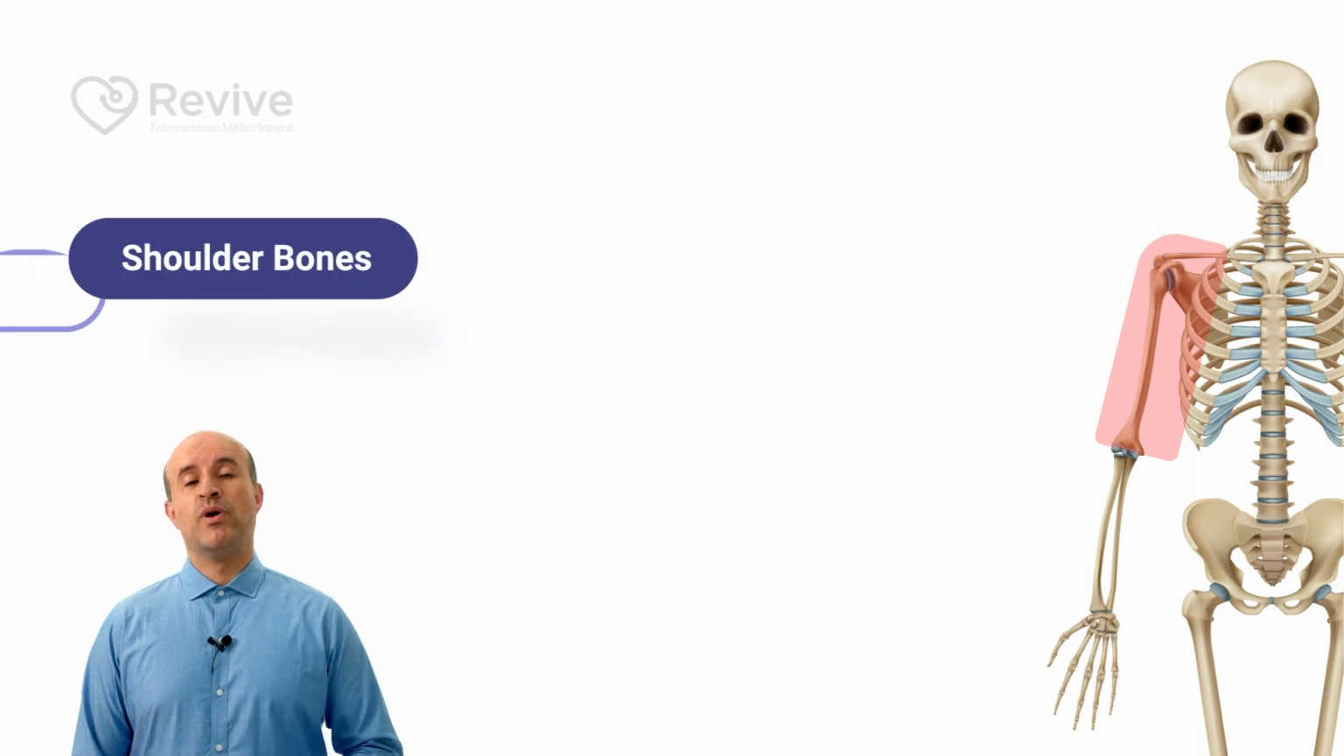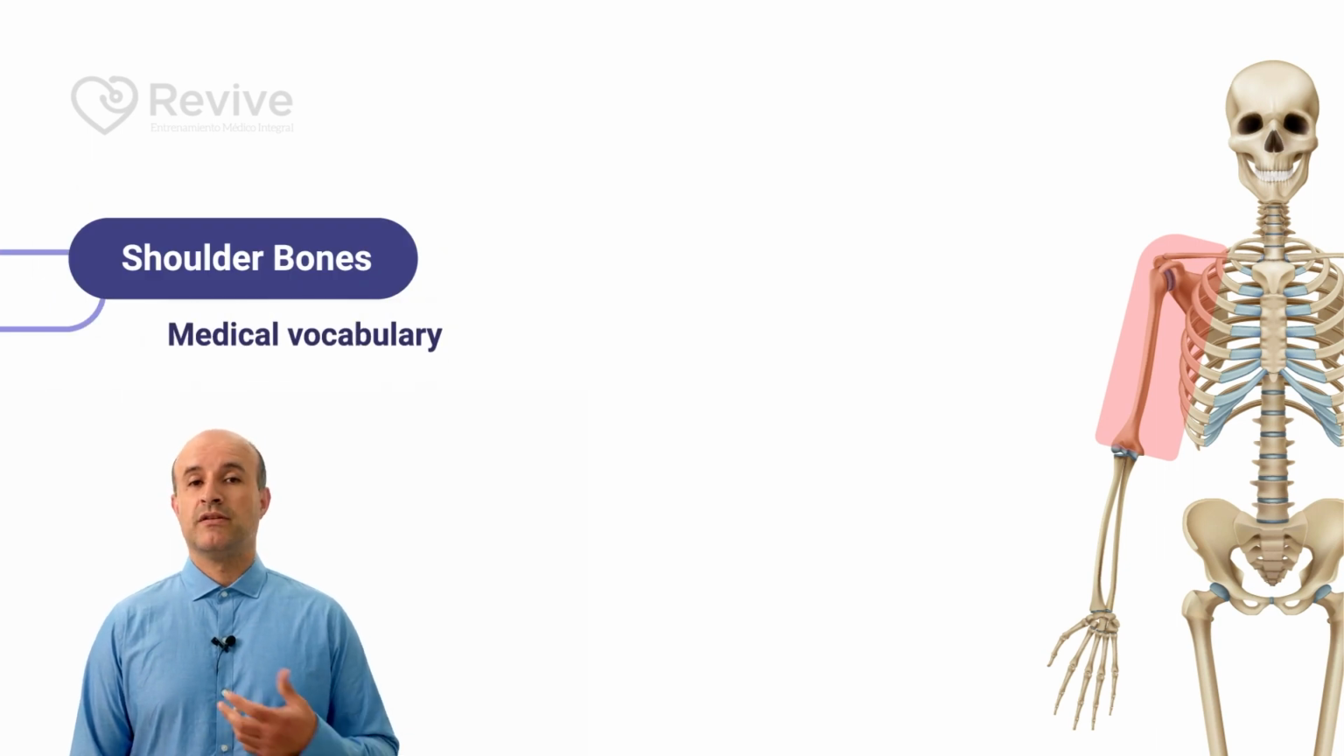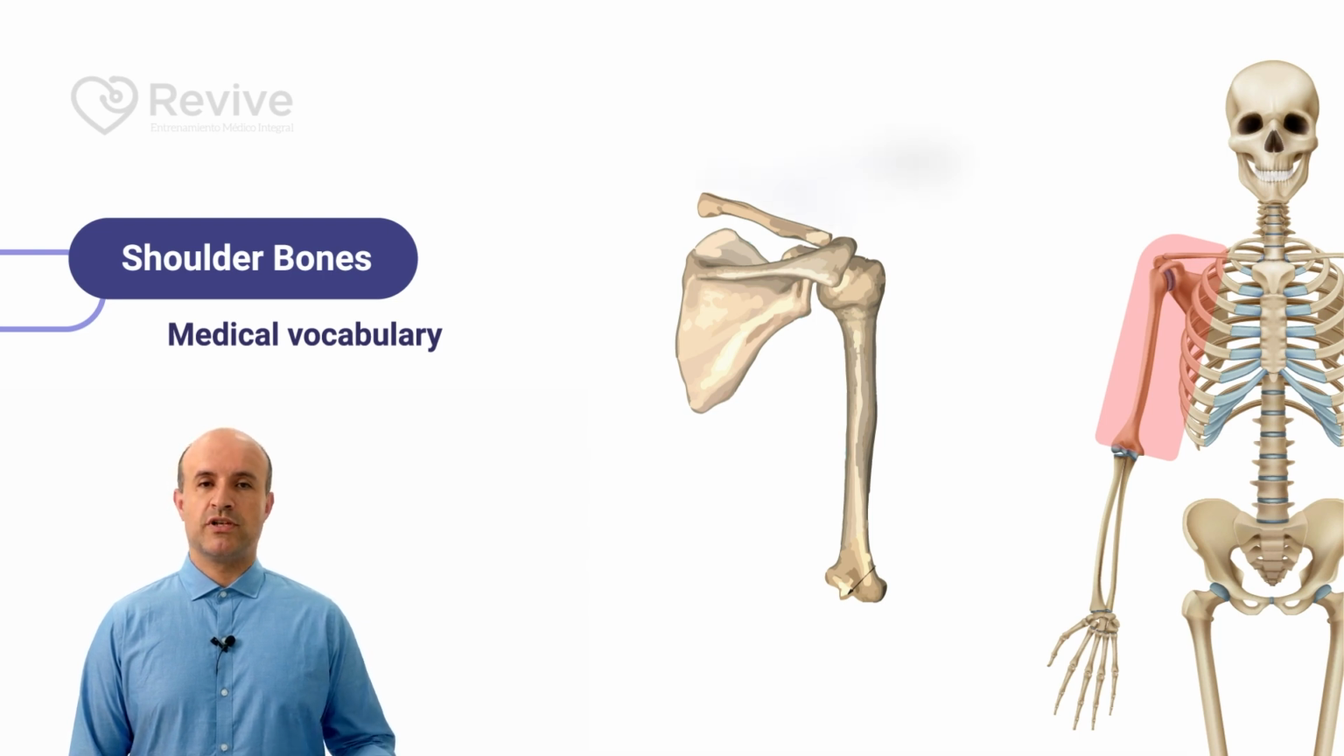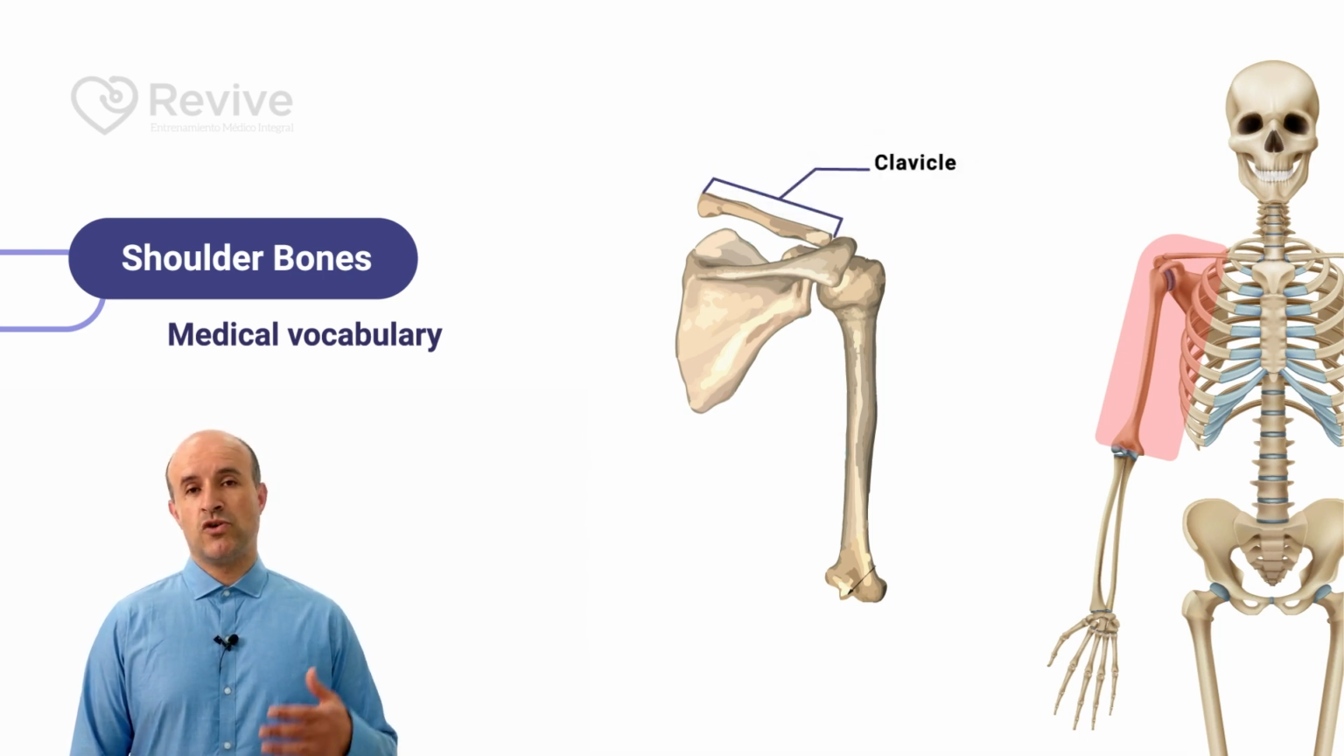Welcome back to the bones under the head. This time, we're going to take a look at the bones of the shoulder. As you can see in the image, we are going to mention the main bones for our shoulder. Let's start by naming our first bone, which is the clavicle, the bone that joins our shoulder with our neck.